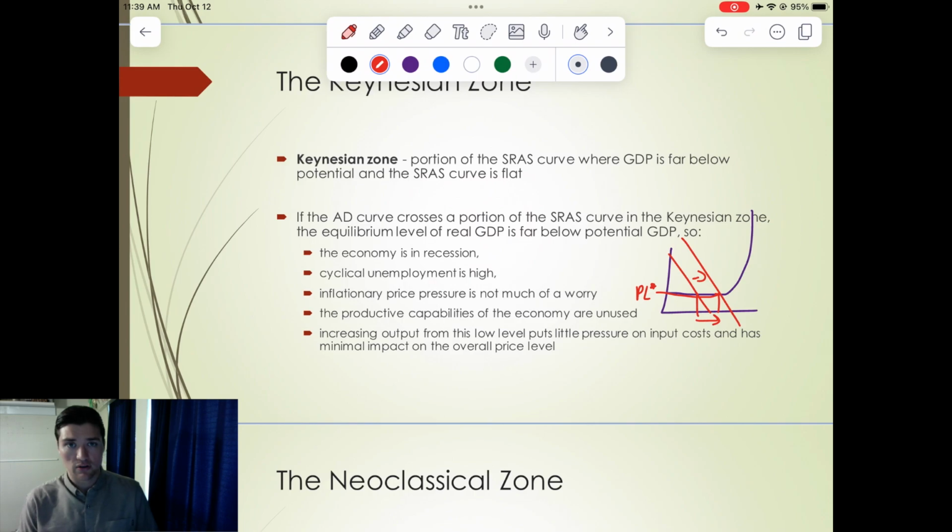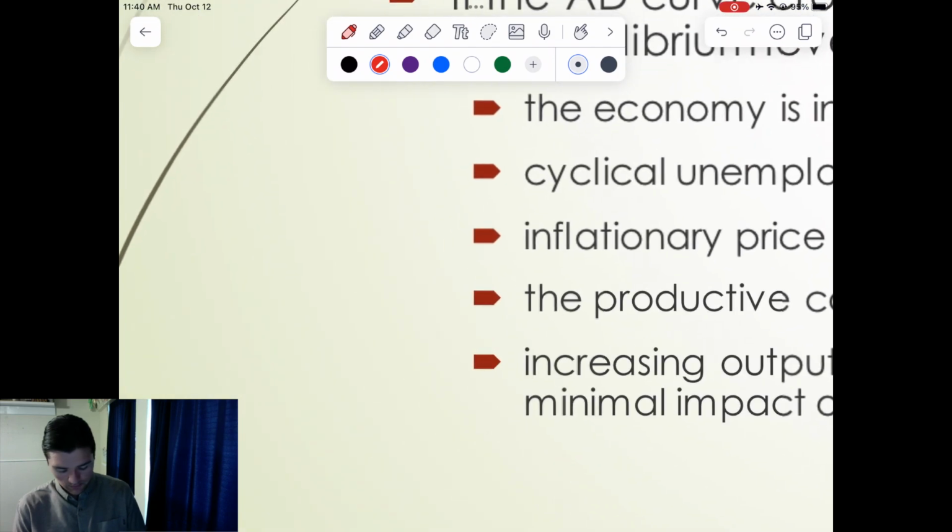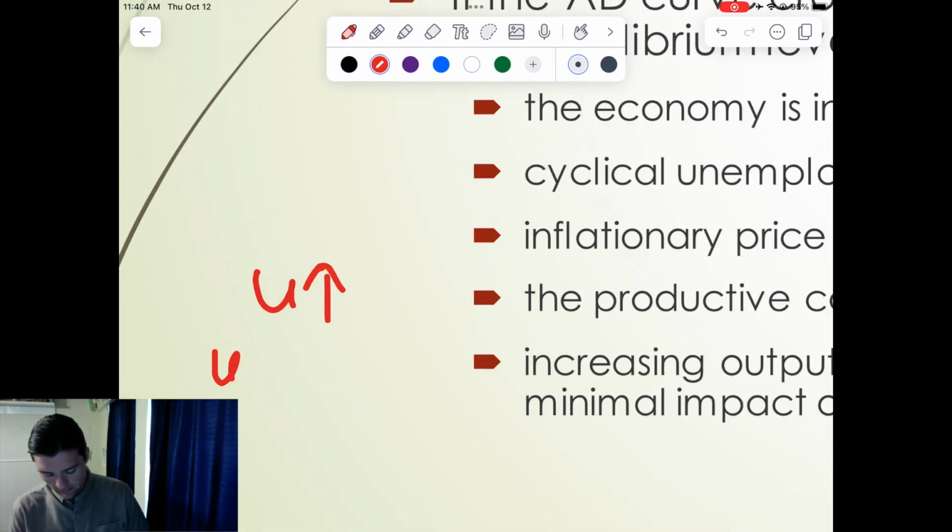Inflation price pressures are not much to be worried about because you have just so many resources not being used. You can start using them and it's not going to cost you extra money. When you're starting to run out of things, like if we had a shortage on gas, we would have an increase in prices. But since we are not using gas, we just have a surplus of it and if we started using a little bit of it, we're going to be good. There's no issue with an increase in price in the Keynesian zone. The productive capabilities of the economy are unused, so we have high unemployment and we have a lot of unused resources.